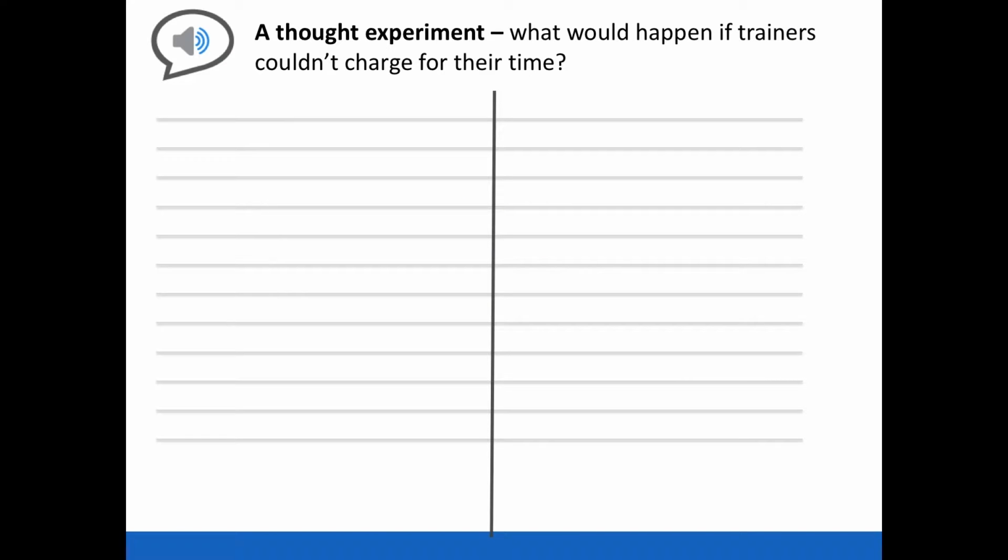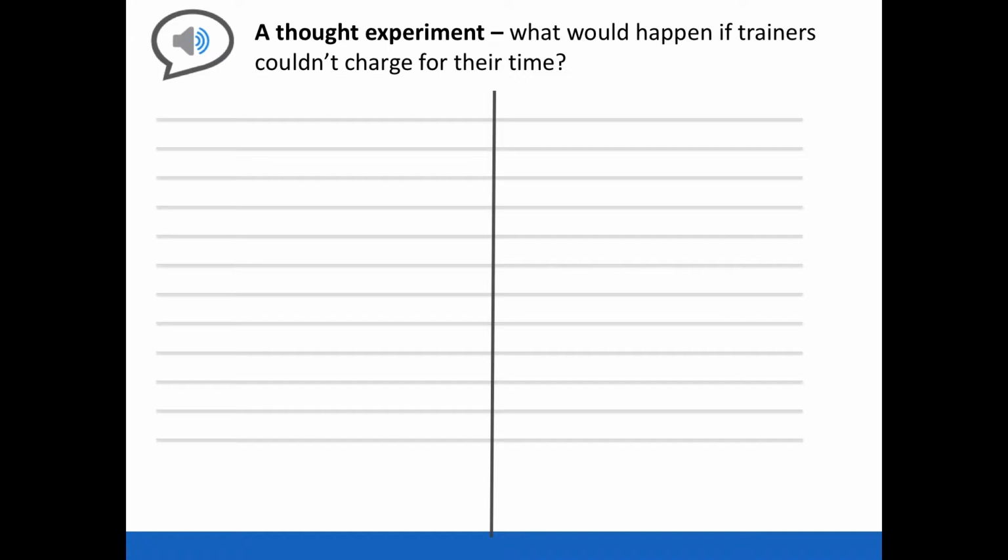Now, at this stage in the webinar, I did a little bit of a thought experiment that was really interesting because it was a little bit polarizing. The thought experiment was: what would happen if trainers couldn't charge for their time? There was one cohort of people who put up on the whiteboard some quite strong feelings that it would result in terrible training. No one would care about it. You'd have bad facilitators. No one would have any buy-in because trainers were not being respected for their time.